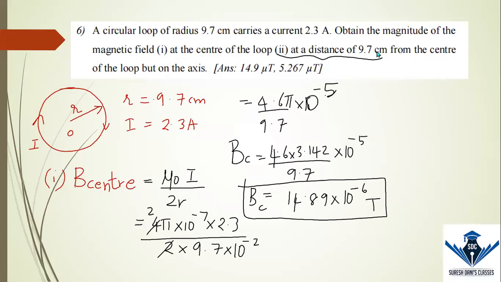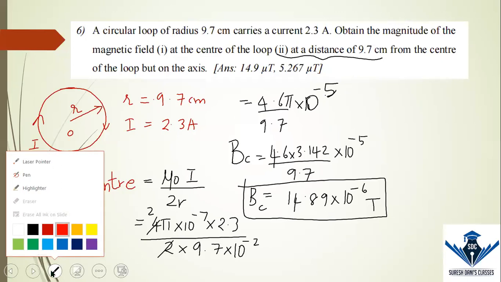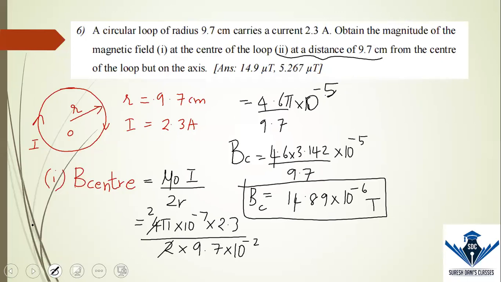At a distance of 9.7 centimeters from the center of the loop, but on the axis. So this is a very important thing to notice, that they are talking about a point which is along the axis, but at a distance of 9.7 centimeters. What's the beauty about this question is that the radius and the distance is same here. Can you notice that? Both are 9.7 centimeters.